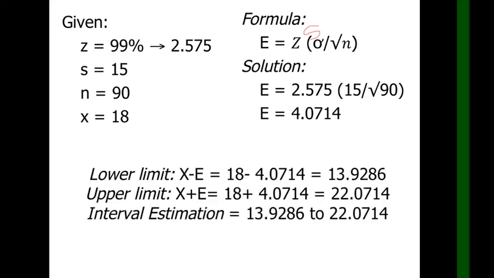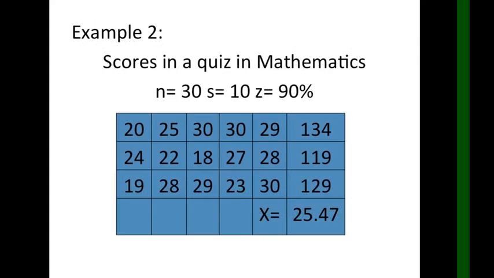So we have x minus e, 18 minus 4.0714, and that is 13.9286. And x plus e equals 18 plus 4.0714, and that is 22.0714. The interval estimation is 13.9286 to 22.0714. Alright, now for the last example.